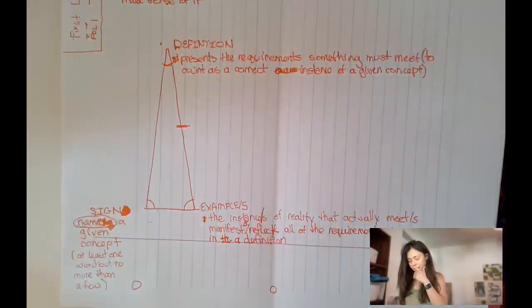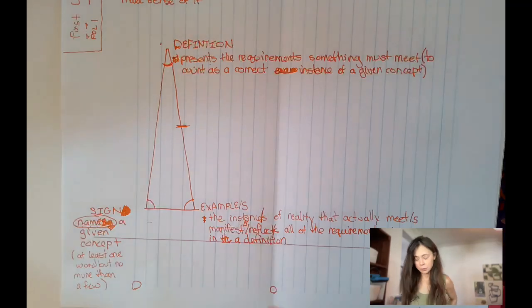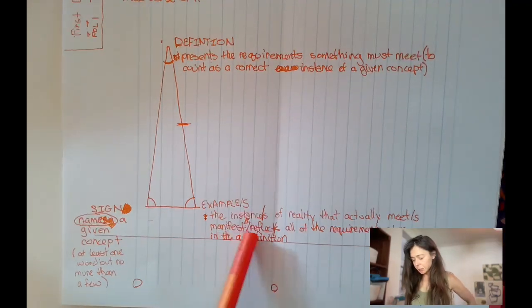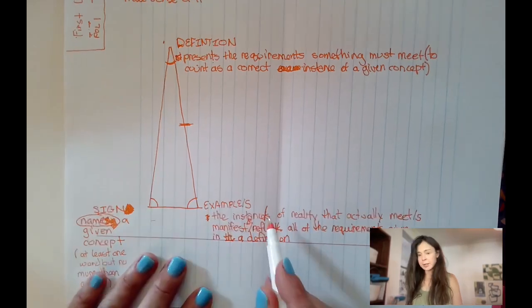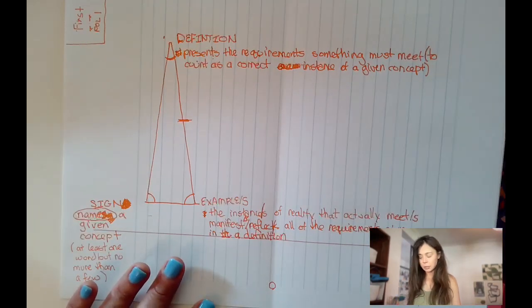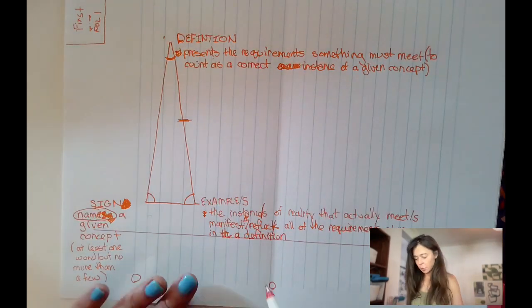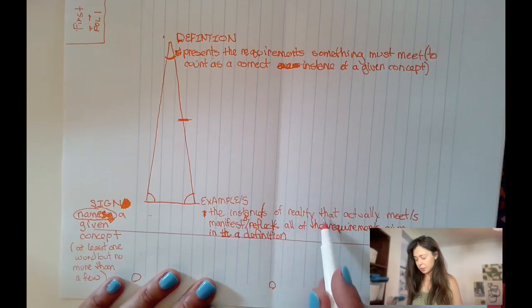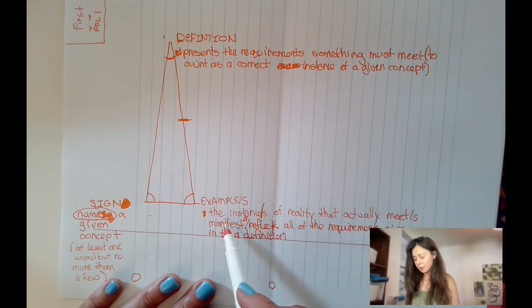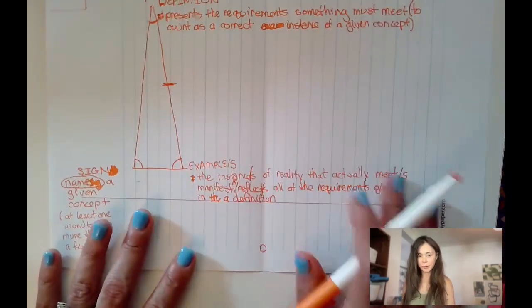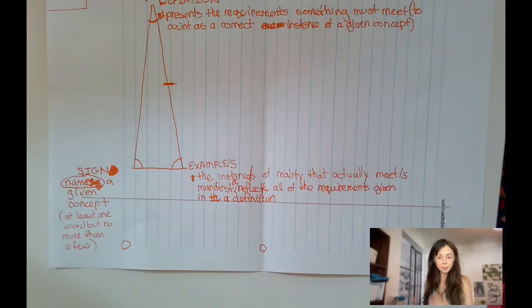Now, again, I'm going to tell you to do something else with this. What I'd like you to circle here is this phrase, instances of reality. Circle all three words as one circle. So one circle over instances and then around reality. And then I want you to circle actually meets. No, don't circle anything else now that I'm thinking about it. Okay, so the sign names a concept, right?